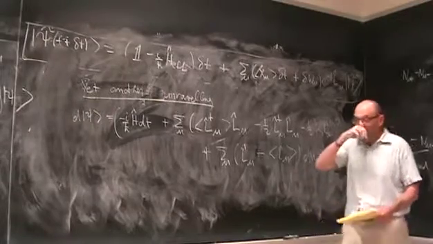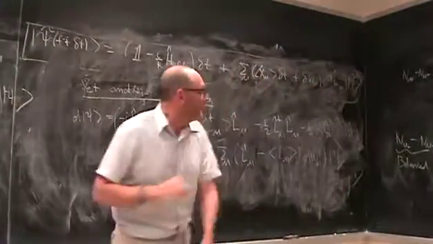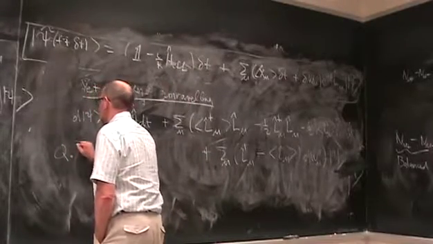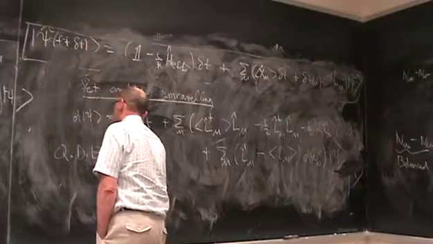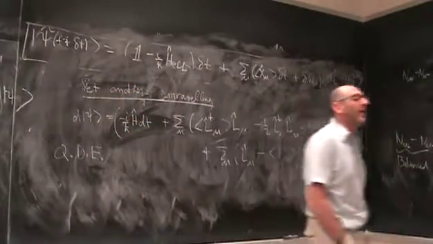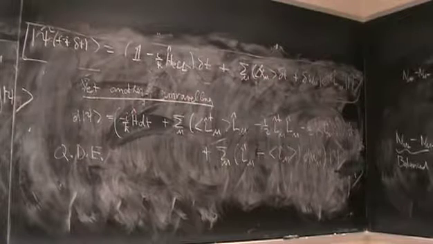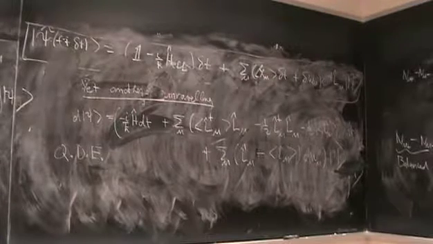This is a normalized, this is what's called the quantum diffusion equation in the literature. It's the one that Percival and Gisin derived in a very different way.